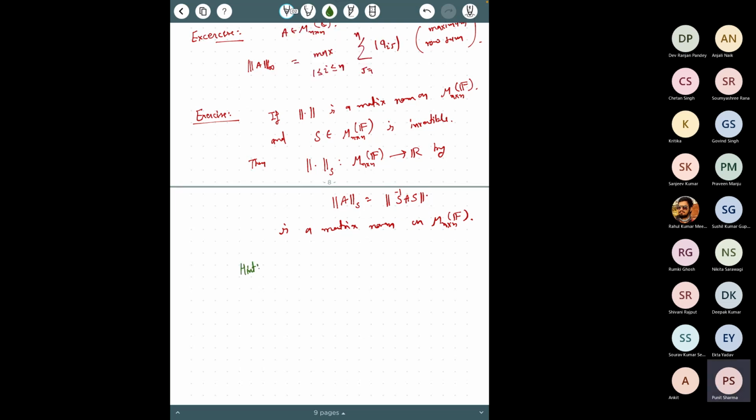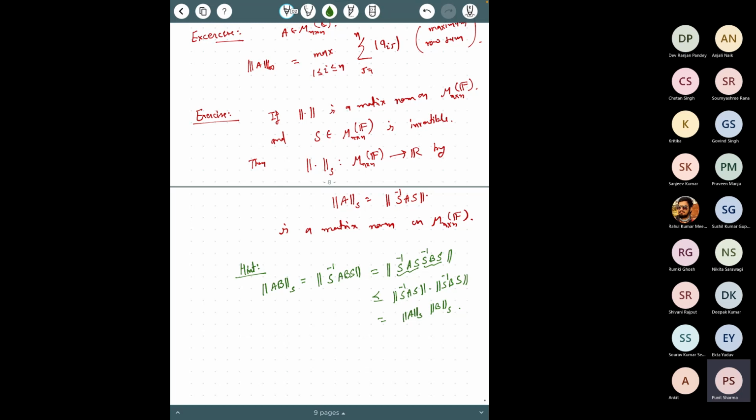I'll give you some hint why that is true. If you take any 2 matrices A and B, then look at this function. By definition, it is just this one. But then you know that S is invertible, so I can write the same thing in this way. Then I can take this as one matrix and this as another matrix. So it would be less than or equal to the norm of S inverse A S times the norm of S inverse B S, using the submultiplicativity of the given matrix norm, which is equal to the product of the S norm of A and the S norm of B. All right. So this exercise gives you another way to define a matrix norm on a space of matrices.